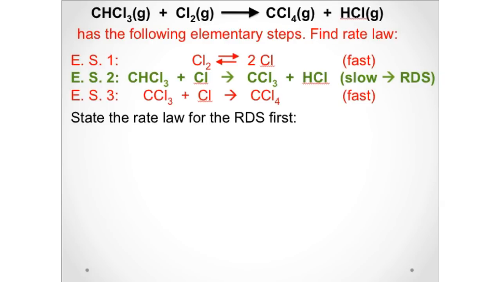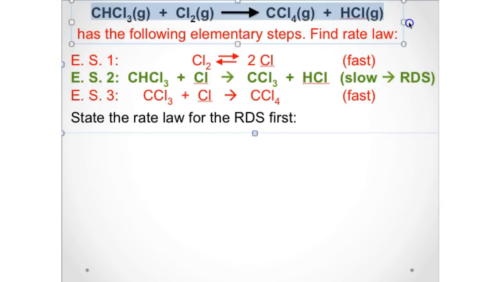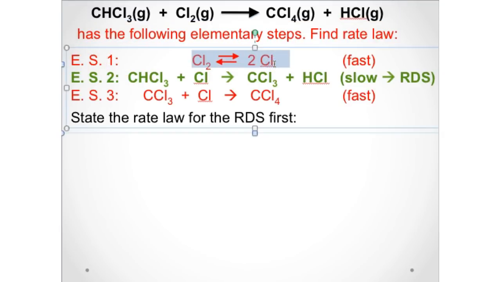So here's an example, and here in black we have the overall reaction. It has the following elementary steps. ES means elementary step 1. Here we have an equilibrium, Cl2 to Cl, and it's fast. Second elementary step, we have these guys, and it's slow, so that implies that it's the rate determining step. ES3 has 2 other substances, and it makes this substance, and that's fast.